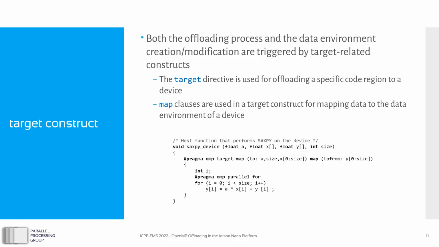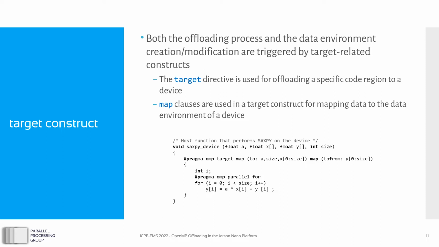Let's take a look at this example. It is a simple AX plus Y kernel. We can see that it contains a target directive with a parallel for construct in its body. How does this work? The target directive will offload the contained code region to the device.